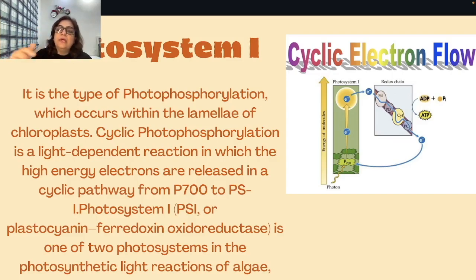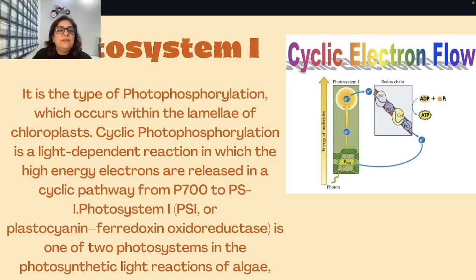Like you can see in the image, P700 is excited, it takes energy from sunlight, an electron is emitted, and the electron passes through a series of carrier molecules like ferredoxin, plastoquinone, cytochrome. In this electron flow, ATP is produced, and the electron again comes back to the reaction center P700. Therefore, it is known as cyclic photophosphorylation.